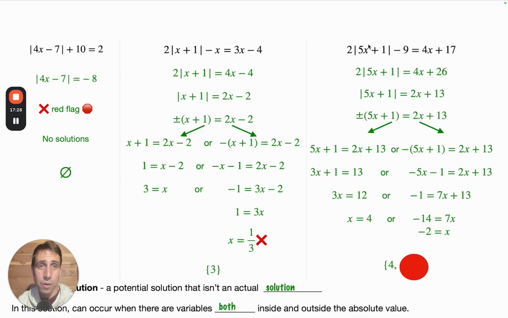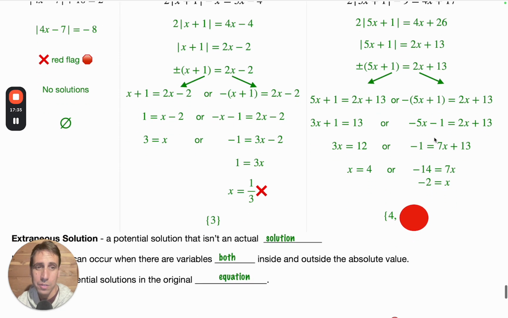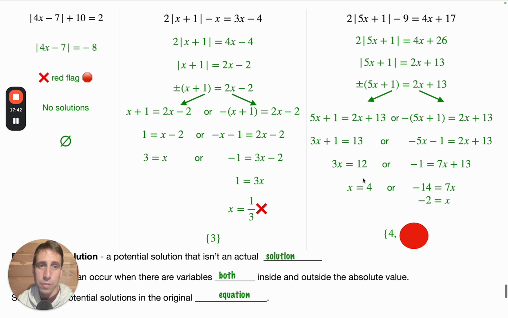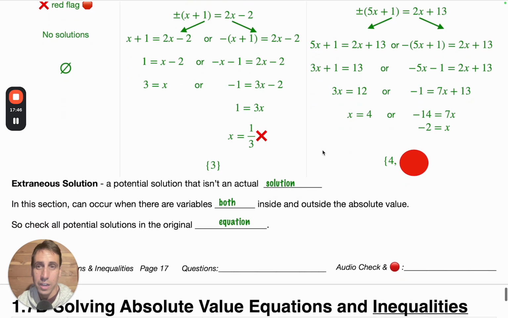When you plug the 4 into the original, it does happen to work. And then when you put the other solution in here, it also happens to work. I want you to figure out what the red dot is covering up. What number is there? Both of these, there are no extraneous solutions. Both lines of logic lead to an actual solution.